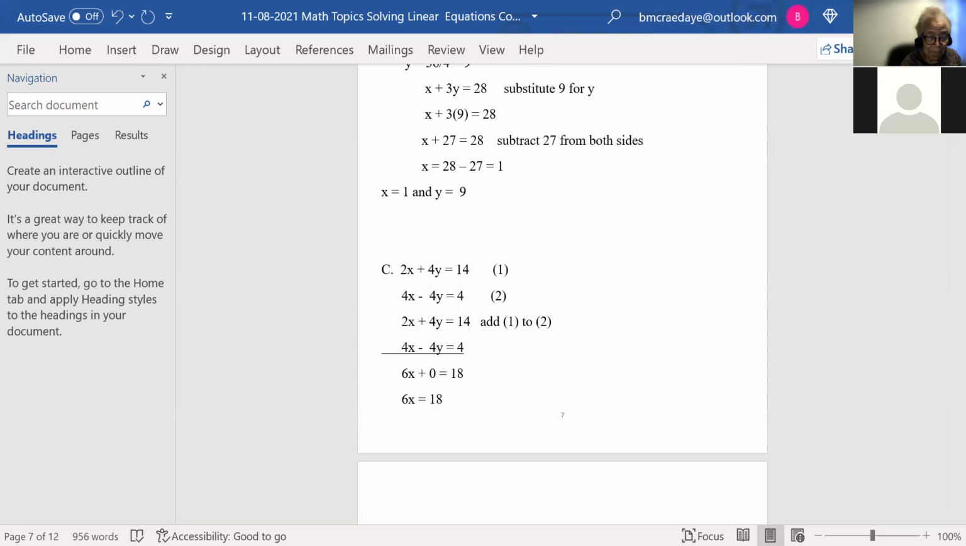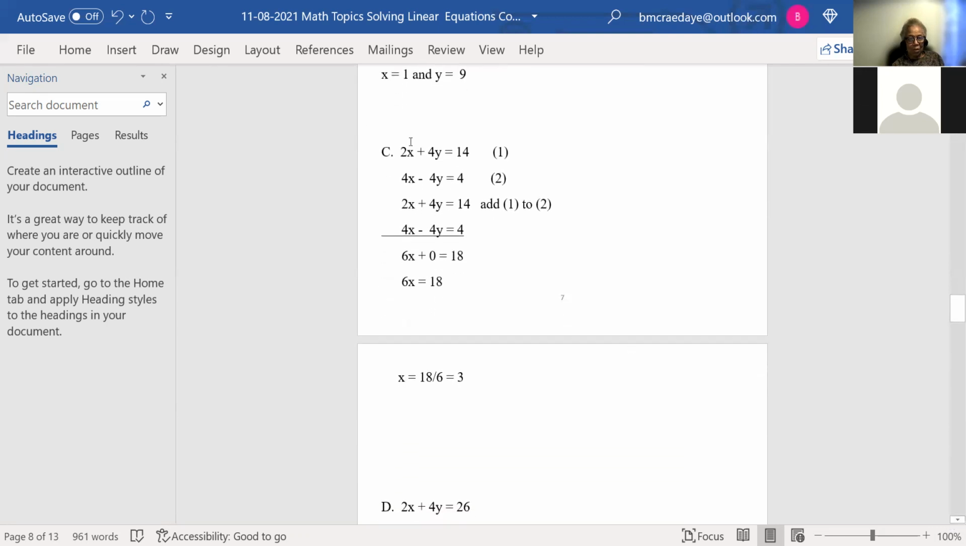Only one number times 6 gives 18. What is that number? 3. Okay. So x equals 18 divided by 6, which is 3. Now, Maureen, if x is 3, what's y? I want you to calculate y. You can use equation 1 or equation 2, plug in the value for x and solve for y. Tell me what you get.